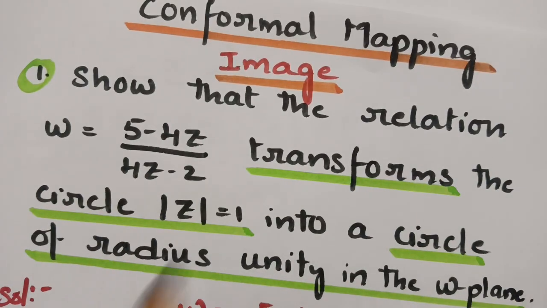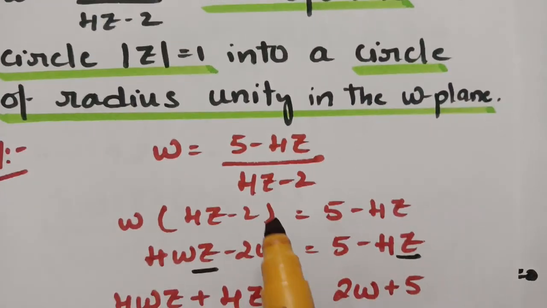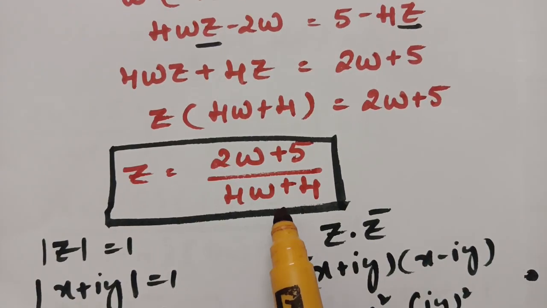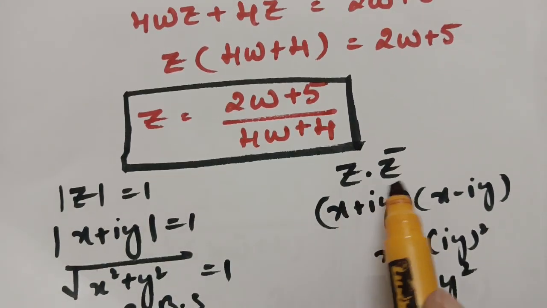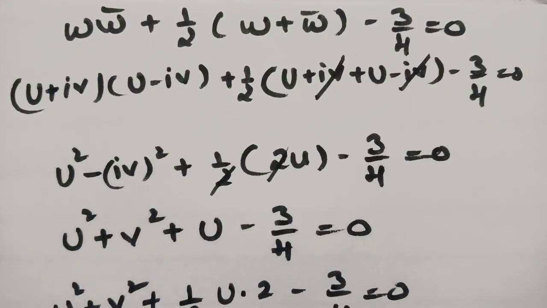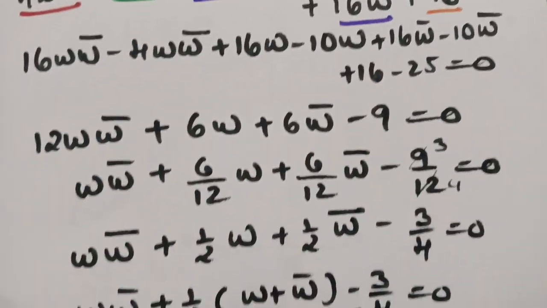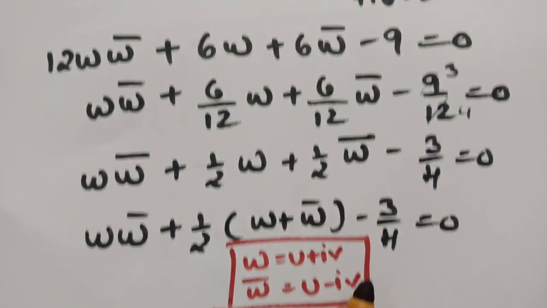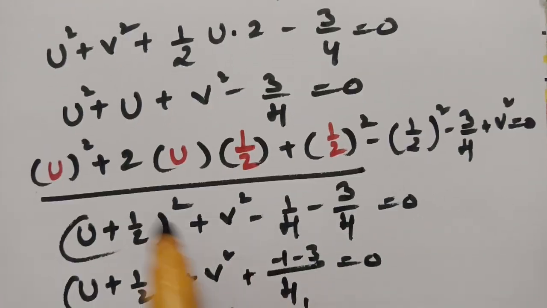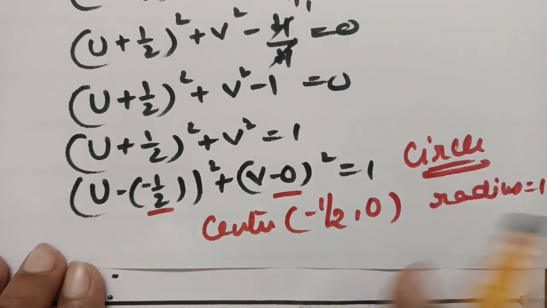So let me explain you. This is the problem given. Here is the circle in z plane, that is mod z is equal to 1. Here is the relation given, w is equal to 5 minus 4z by 4z minus 2, and here I have taken the value of z, and z into z bar is again equal to 1. So here I have taken the transformation. After substituting z into z bar is equal to 1, and after writing w as u plus iv and w bar as u minus iv, after substituting all these and adjusting as u plus a whole square plus v square, and this constant also after adjusting, I got a circle equation.